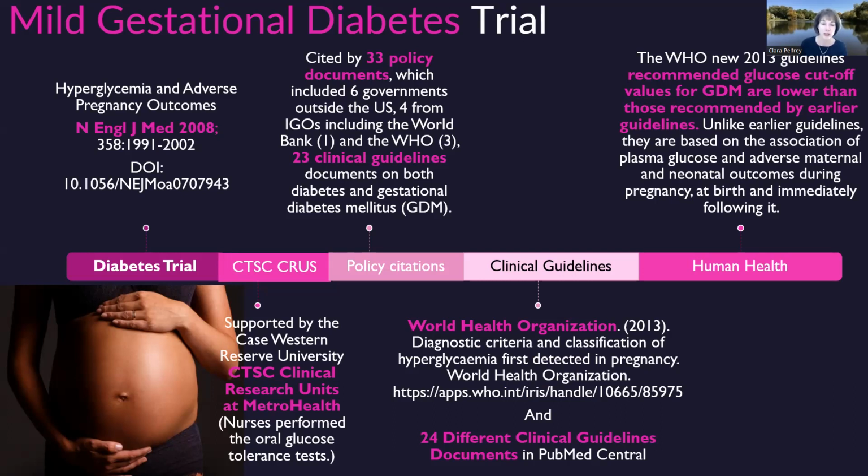Some of those clinical guidelines were from the World Health Organization, which changed its guidelines, and 24 others that were published in PubMed Central. And in terms of human health, the WHO's new 2013 guidelines recommended glucose cutoff values for gestational diabetes mellitus that are lower than those recommended by earlier guidelines. So really, they had to change how they monitor people as a result of these studies.